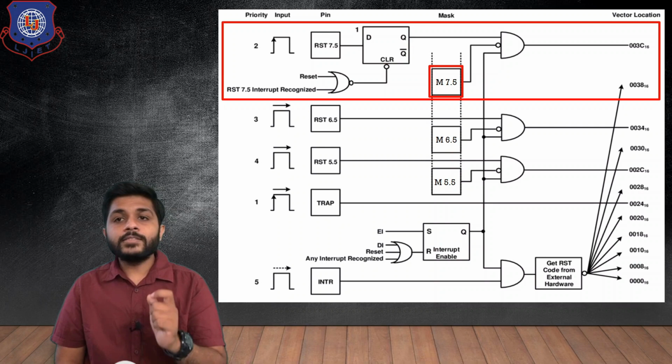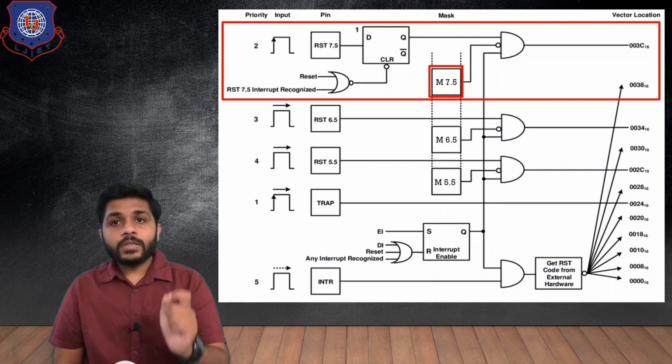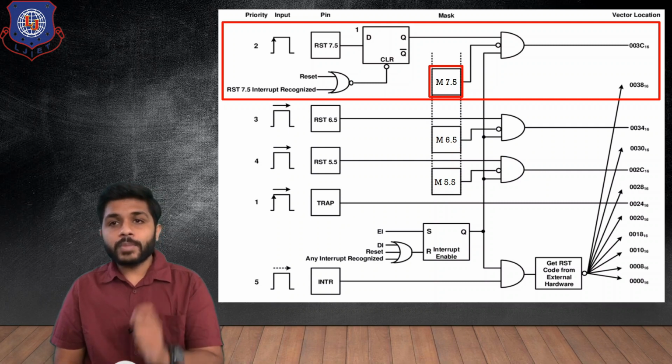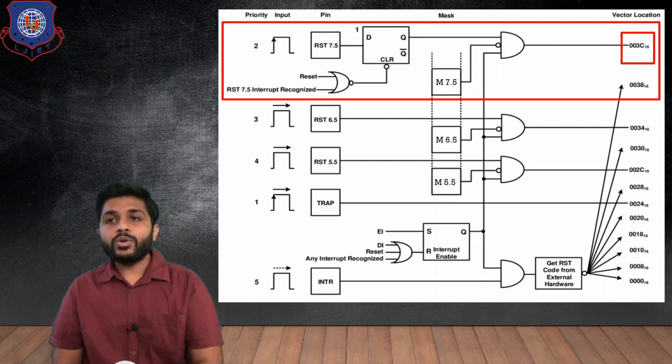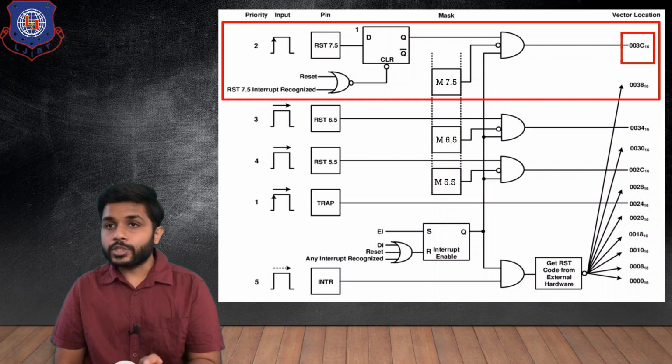You can see that there is a mask 7.5 pin. So if the RST 7.5 interrupt is not masked, the value of this pin will be 0. And when this interrupt is not masked, we are going to get the vector location for the RST 7.5 interrupt. So the question is, what is the meaning of the vector location?